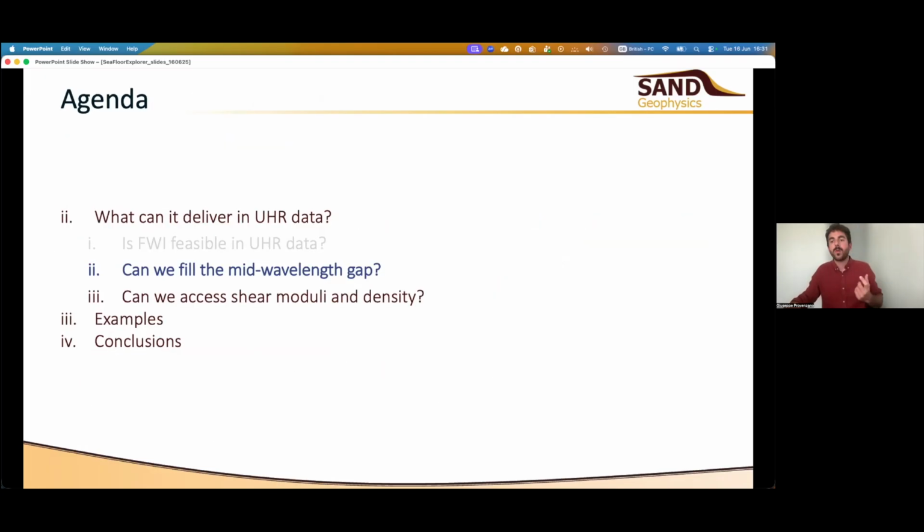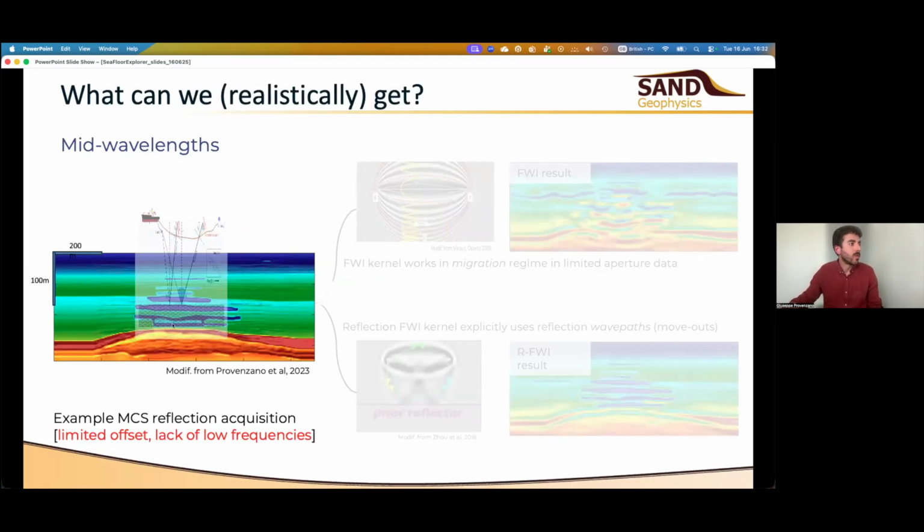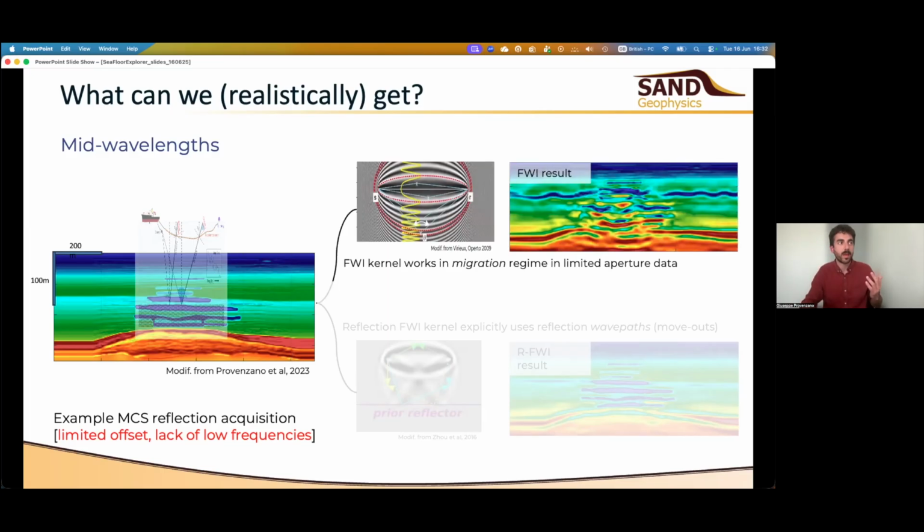So can we actually, in streamer reflection data, where typically you have 100 meters, 200 meters long streamers, inform the subsurface model with the mid wavelength that we were showing earlier to get the broadband band? So let's say you want to image this structure here. This would be probably a fair representation of what the scale would be with the length of the streamer towed by this acquisition vessel. So you have limited offset, you lack low frequencies. Let's see what happens if we do a full waveform inversion in these settings.